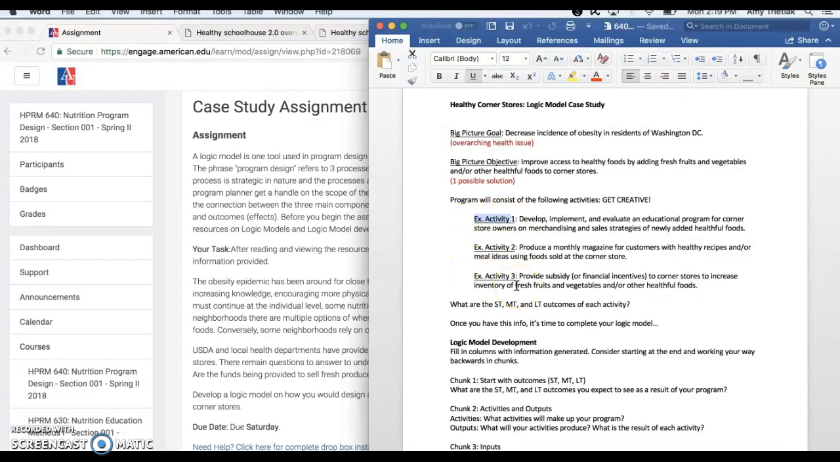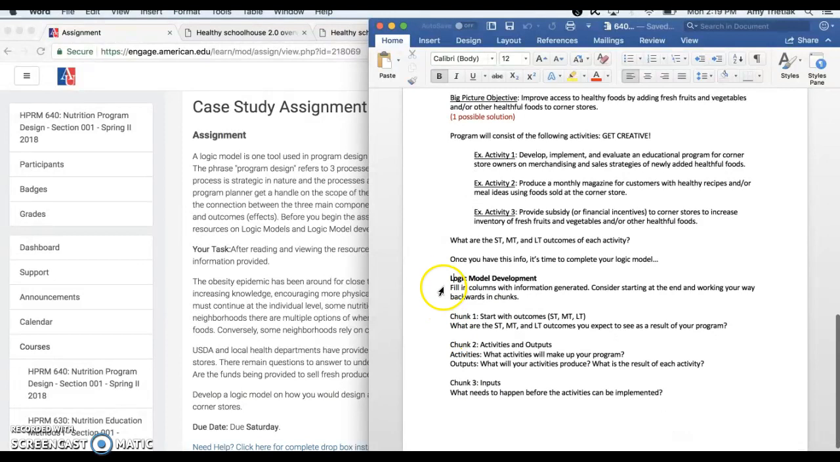And again, I just happen to come up with 3 examples. You can come up with 1, you can come up with 2 examples, or again, use all 3. Now, once you've actually come up with this information, once you have the answers to the questions of what are your short-term, medium-term, and long-term outcomes of each activity, you're going to compile or prepare your logic model. So from here, I would recommend filling out the logic model with the information that you've generated.